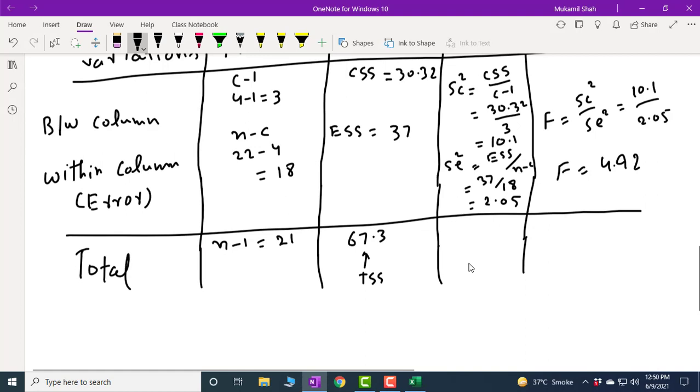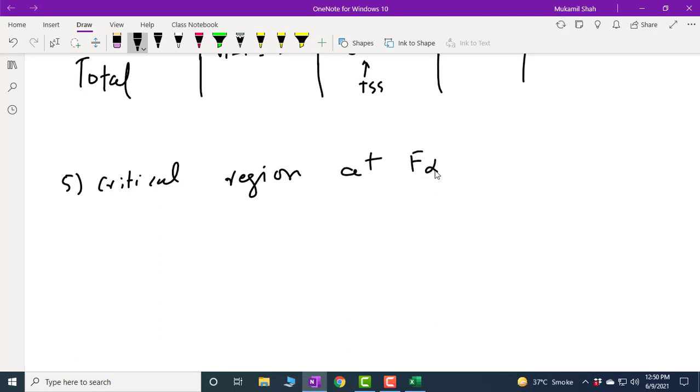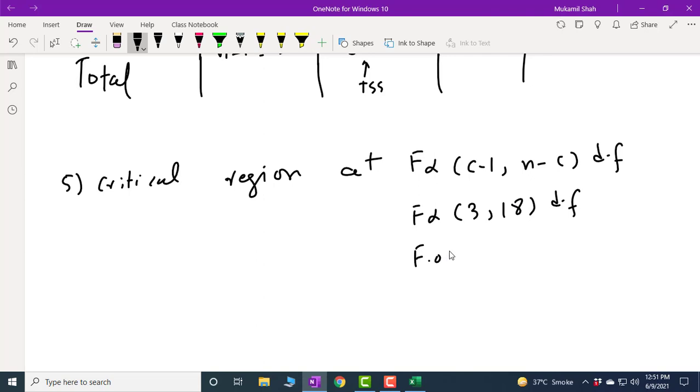Now you should go for the fifth step, which is the critical region. So critical region is at F alpha, c minus 1 and n minus c degrees of freedom. C minus 1 is equal to 3 and n minus c is equal to 18 degrees of freedom. Alpha is equal to 5% at 3 and 18 degrees of freedom.